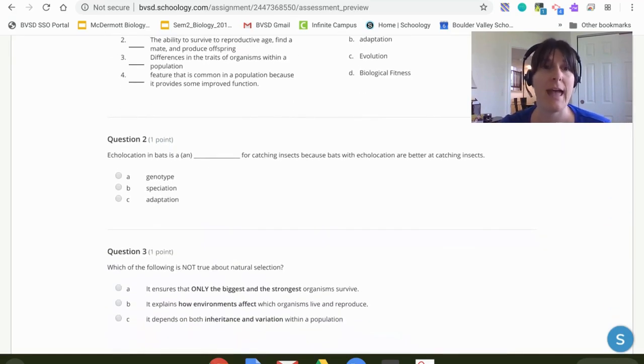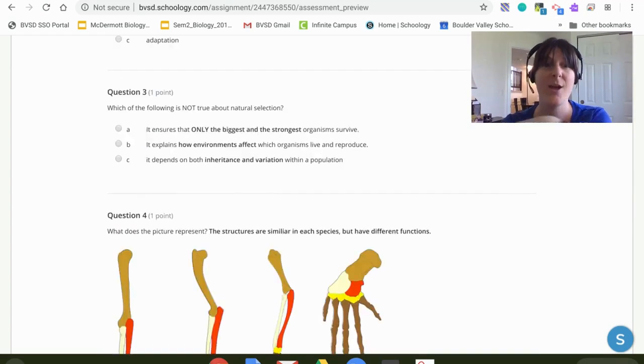Question 2. Echolocation in bats is a or an blank for catching insects because bats with echolocation are better at catching insects. A. Genotype. B. Speciation. C. Adaptation.